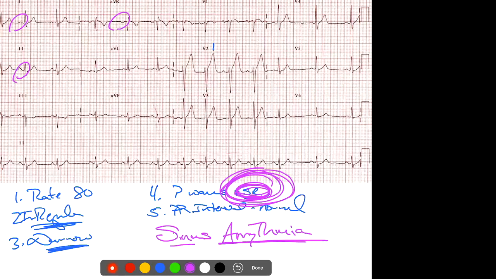Does anybody remember why you have the irregularity with sinus arrhythmia? Respiratory difference. That's right. The changes in the vagal tone associated with inspiration and expiration. Very good. Questions on that one?